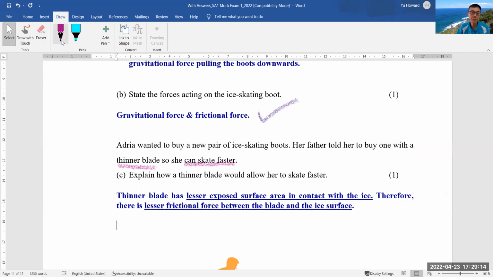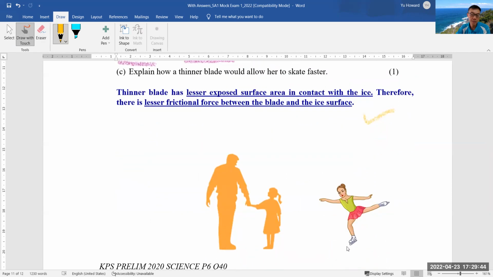So you take note of this question. It may appear in your exam. This part. Okay, lesser exposed surface area in contact with the ice. So conversely, if you buy a thicker blade, ice skating blade, it will move slower. So the reason is a thicker blade will have greater exposed surface area with the ice. Therefore, there'll be greater frictional force between the blade and the ice, causing the ice skater to move slower.